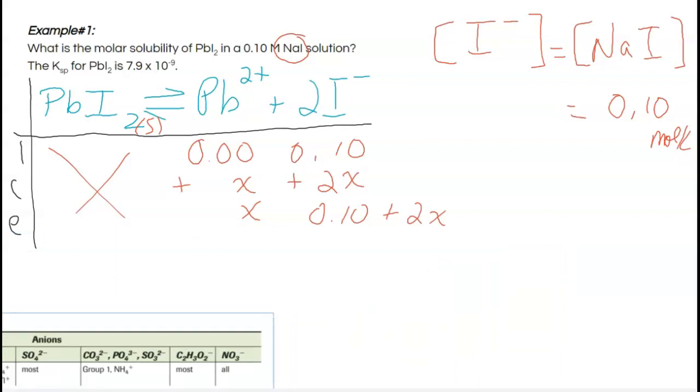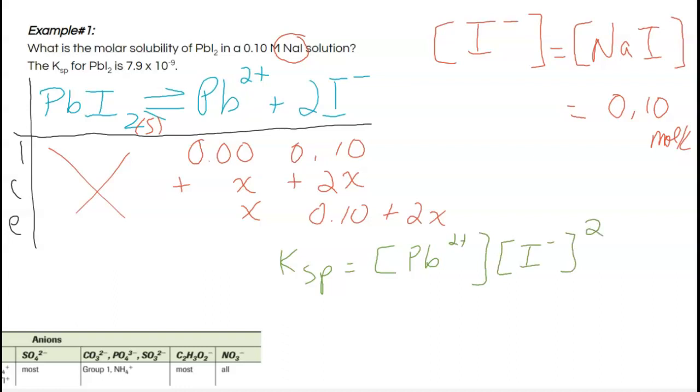There we go. I'm going to do this part, I think, in green just to separate it. So I know that the KSP in this case is going to be equal to the concentration of Pb2+ times the concentration of I minus squared. And again, I would encourage you not to skip this step because I tend to see mistakes when people skip it. 7.9 times 10 to the negative 9 is equal to x times 0.10 plus 2x squared.